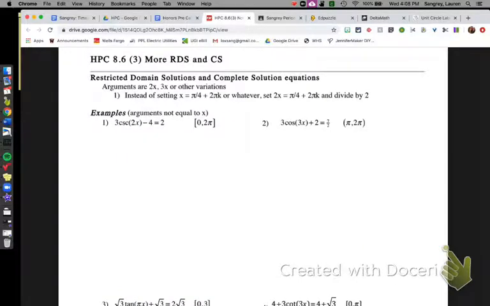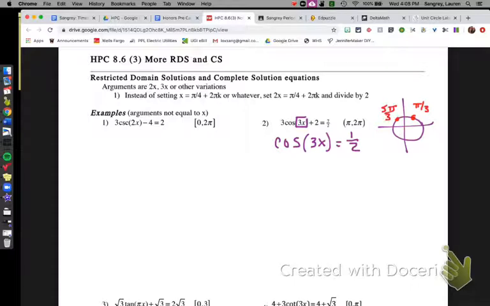Okay, number 2. The first goal is to look at that equation and we need to get cosine by itself, but we do want to notice that the argument is 3x, so we need to be careful of that. So I am going to subtract 2 from both sides and then divide by 3. And that simplifies to 1/2. So we need to be thinking, where on the unit circle is cosine positive 1/2? There's 2 places, pi over 3 and 5 pi over 3.